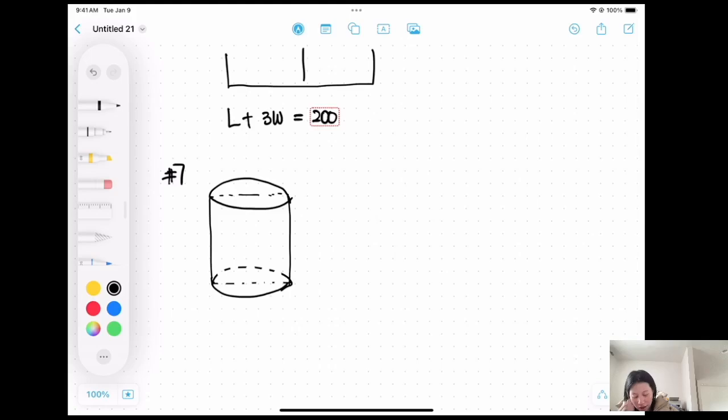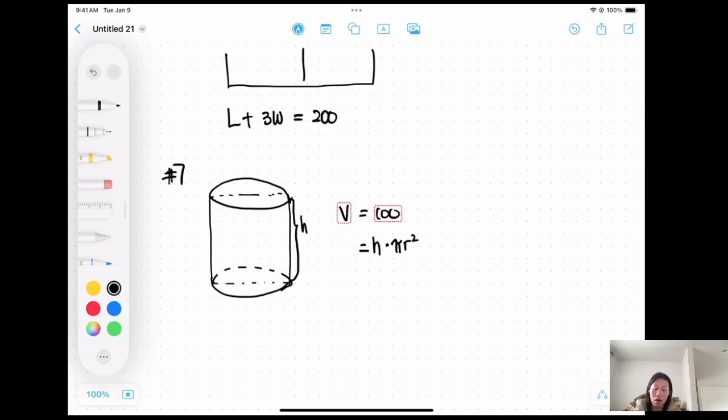Okay, so this is the cylindrical can, and we want to hold 100 cubic inches of material. So that means the volume of this cylinder is going to be 100 cubic inches. To get the volume, first of all, let's do a reminder about the formula for the volume of a cylinder. Volume is equal to the height h times the area of the bottom, which is pi r squared.